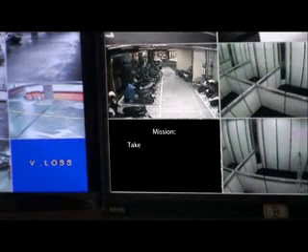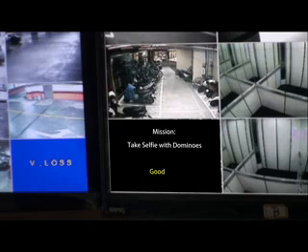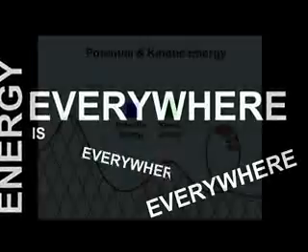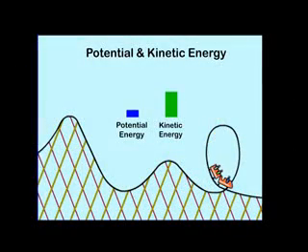Your mission is to take a selfie with the dominoes located in the TV room. But before that, listen to these explanations on physics concepts of Rube Goldberg. Energy is everywhere, and as it goes down, it gets kinetic energy. The energy transformation can be explained through the falling dominoes.